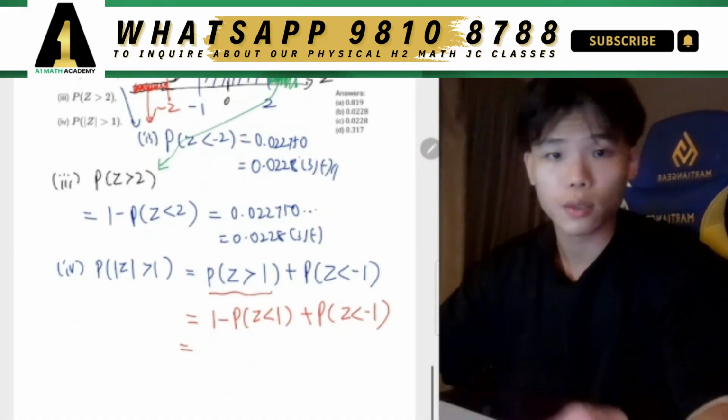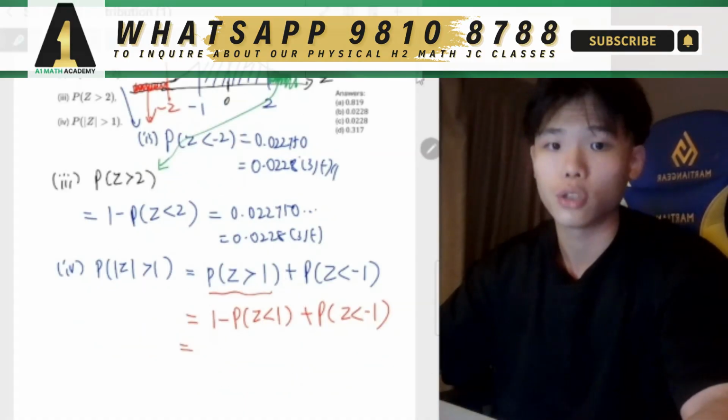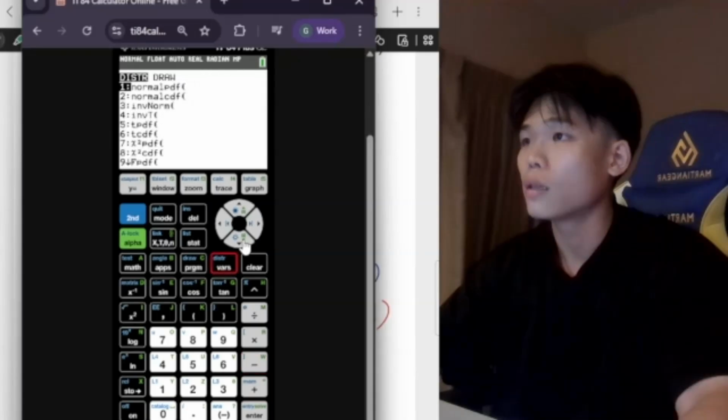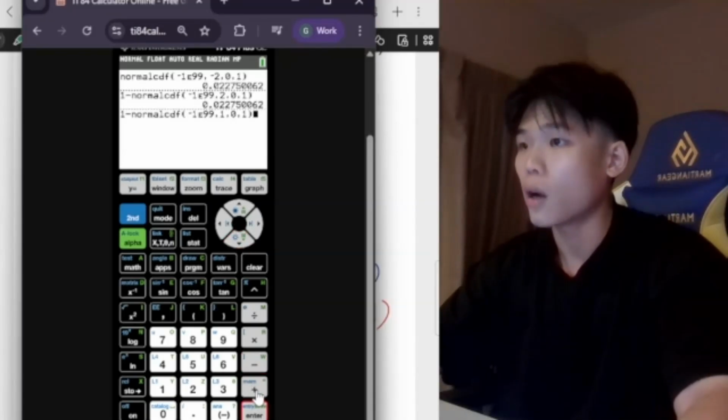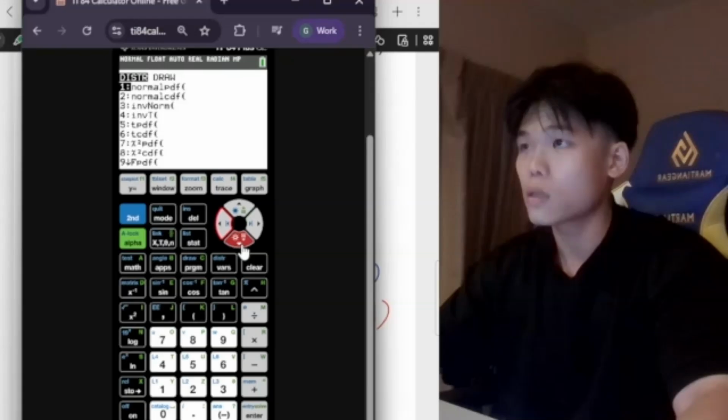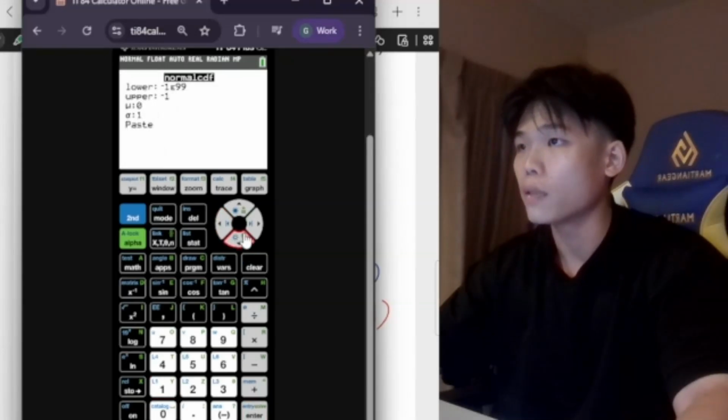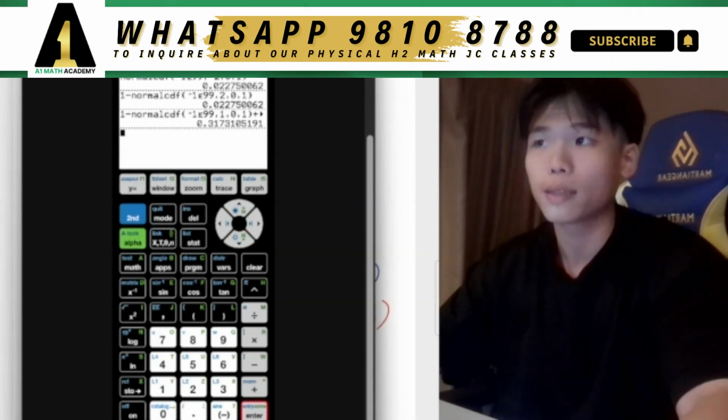So we just got to key this whole thing into our GC. So 1 minus DISTR here. Upper would be 1. Enter. Then now I plus the second one, which is up until -1, and I paste here. So I get 0.31731.